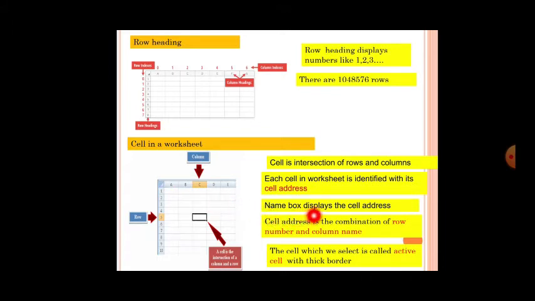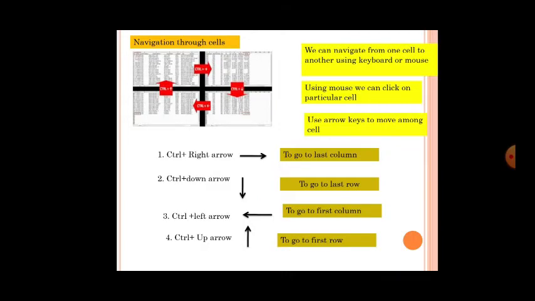So cell address is the combination of row number and the column name. The cell which we select is called the active cell, with the thick border. So this is the active cell with the thick border.